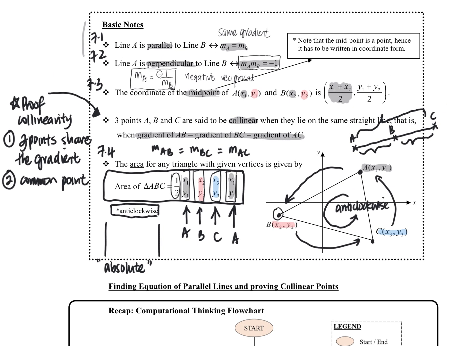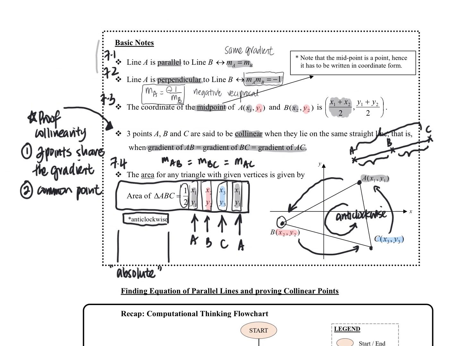Okay, so basically the whole of chapter 7, which is your A-Math coordinate geometry, we'll talk about these few things.